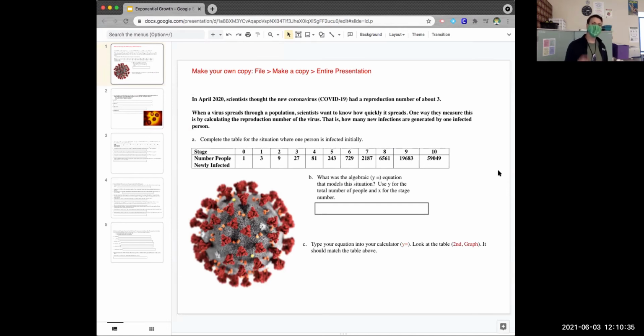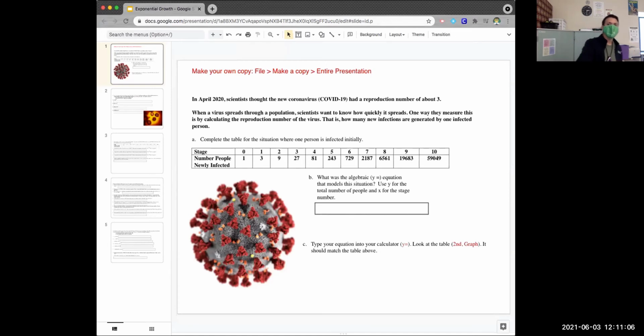And so with this, notice that the table is keeping track of not how many people total are infected. It's just telling us how many newly infected people there are going to be each time. There's 1, 3, 9, 27. And by the time you get to the end, on stage 10, you get 59,049 people newly infected on that one step. Okay?